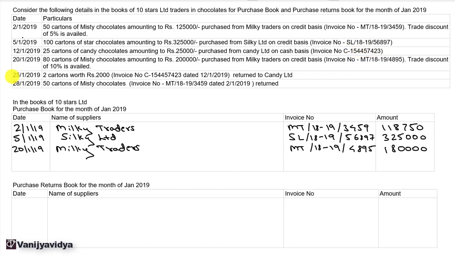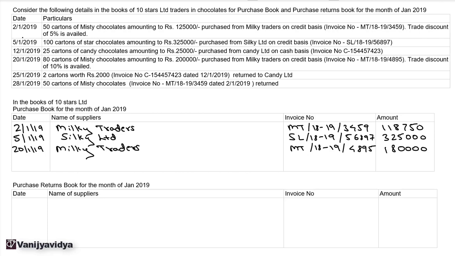154457,423. 25th Jan 2019, 2 cartons worth rupees 2,000, invoice number C154457,423 dated 12th Jan 2019, returned to Candy Limited. So let's see this. 12th Jan 2019, 25 cartons of candy chocolates amounting to 25,000 purchased from Candy Limited on cash basis, and this is the invoice number. So it was a cash purchase, and out of 25 cartons, 2 cartons were returned to Candy Limited.